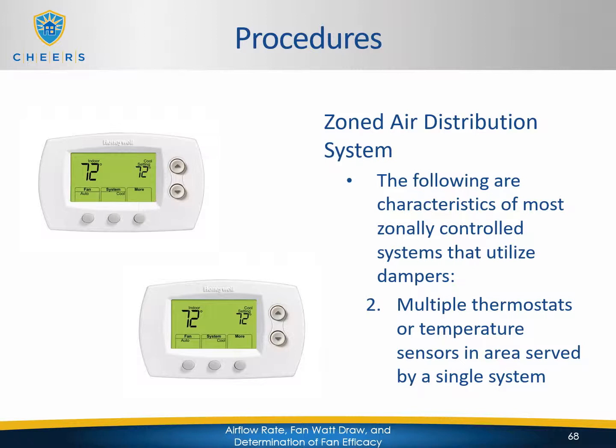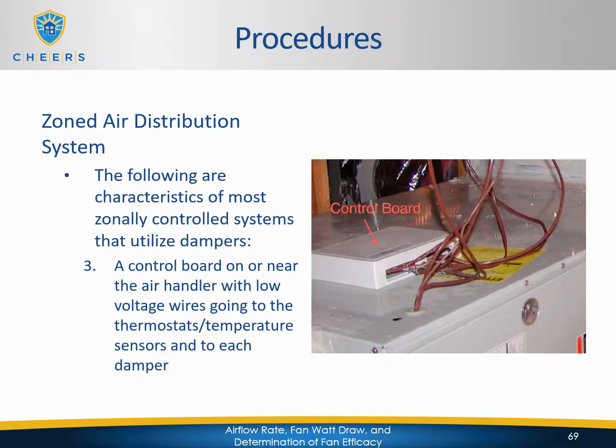Multiple thermostats or temperature sensors in the area served by a single system. A control board on or near the air handler with low voltage wires going to the thermostat and temperature sensors and to each damper. You're going to see a board like this, as you can see, mounted near or on top of the furnace, and multiple wires going through different dampers.